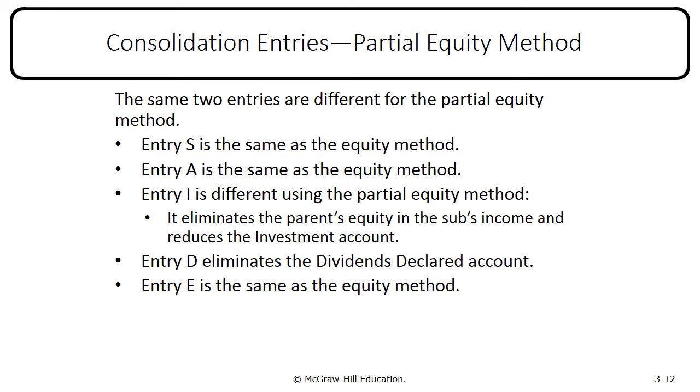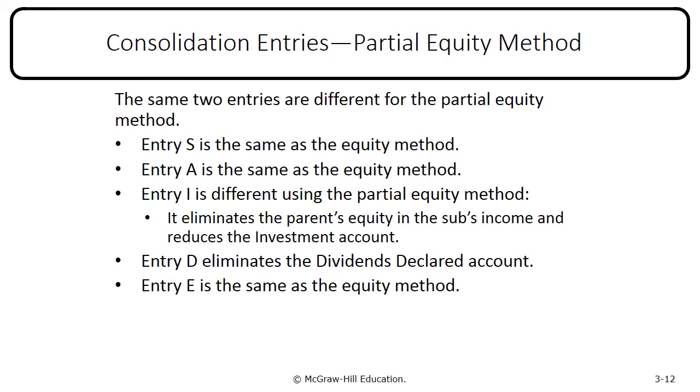We would have eliminated the dividends declared, just like we do when we use the equity method, because the partial equity method reduces our investment account when we receive them. And what do we mean there, our investment account? The parent's investment account, keeping track of the subsidiary. So we'll debit the investment in Sun Company, credit dividends declared. We still record entry E as we always have to record that amortization. That doesn't change.